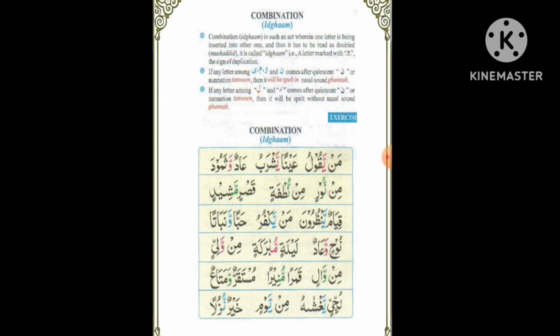Okay. So this is called idgham, where the first quiescent letter is totally inserted or partially inserted into the next letter, into the letter after it. So this is called insertion and this combination is called the idgham. Okay. So we are not going to read the noon, we will read the ya. So how do we read it? I am repeating again. Mim ya zabar mai, ya zabar ya.